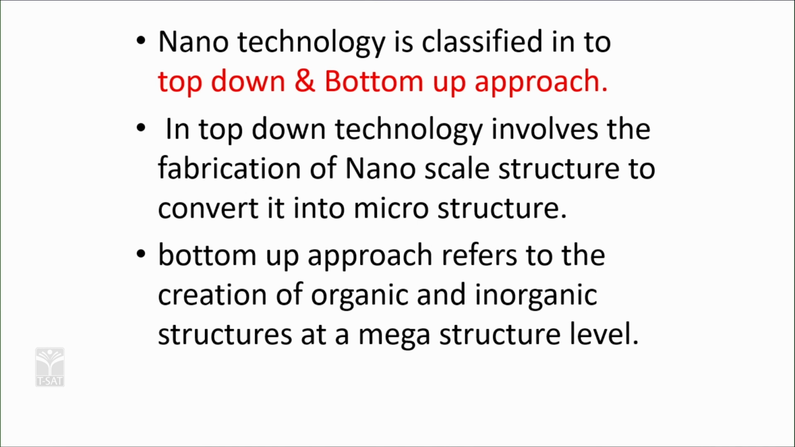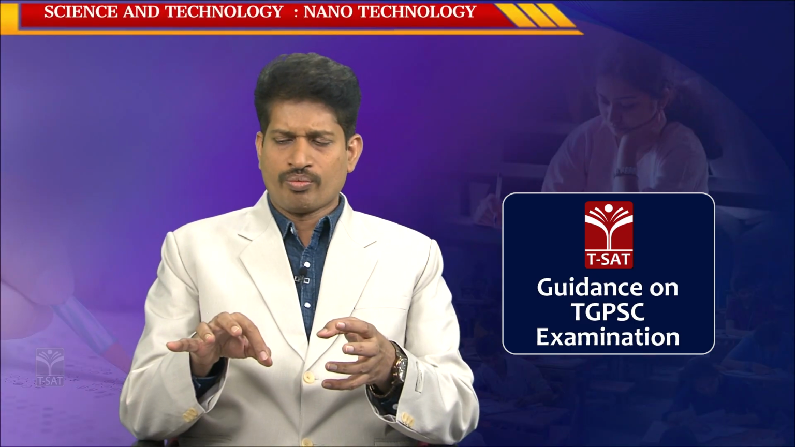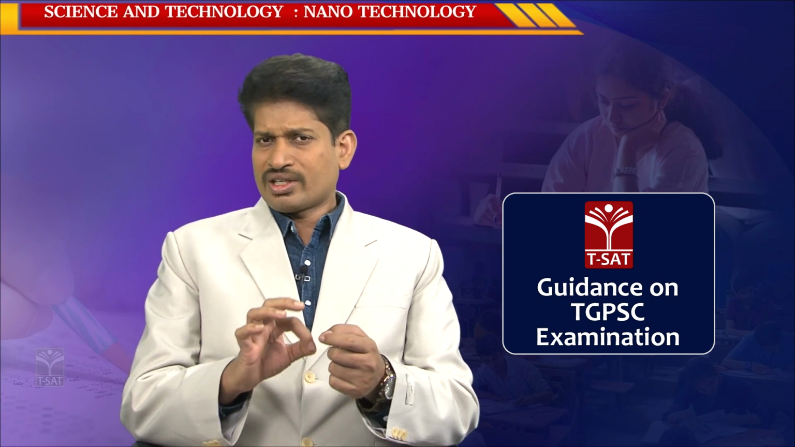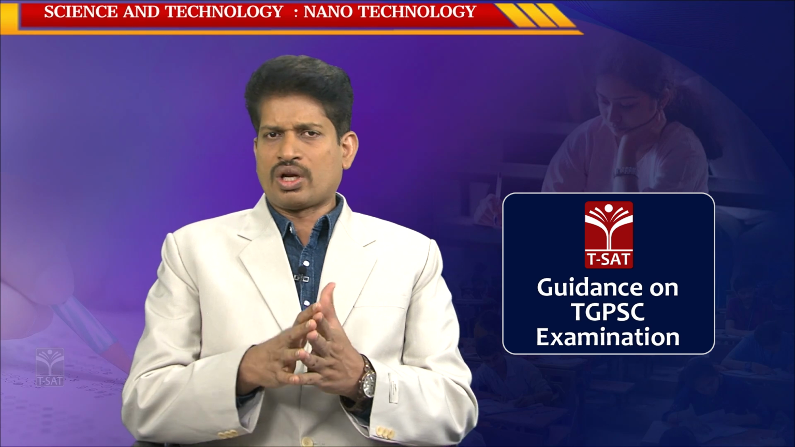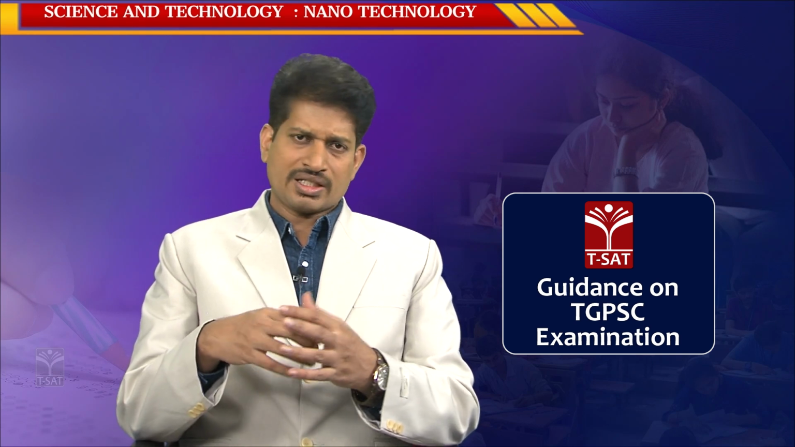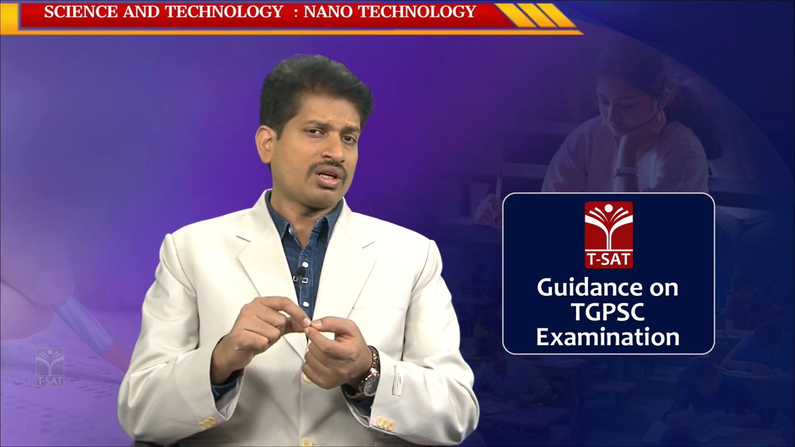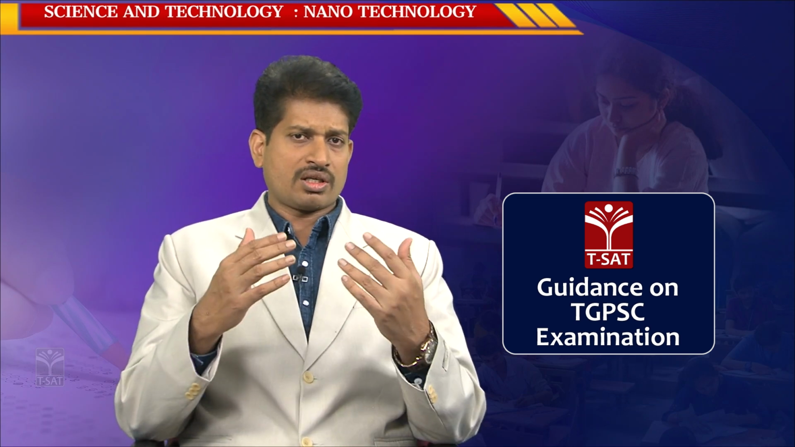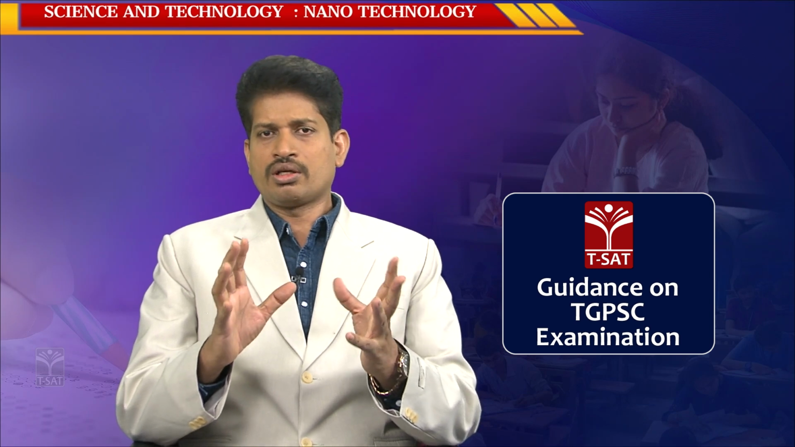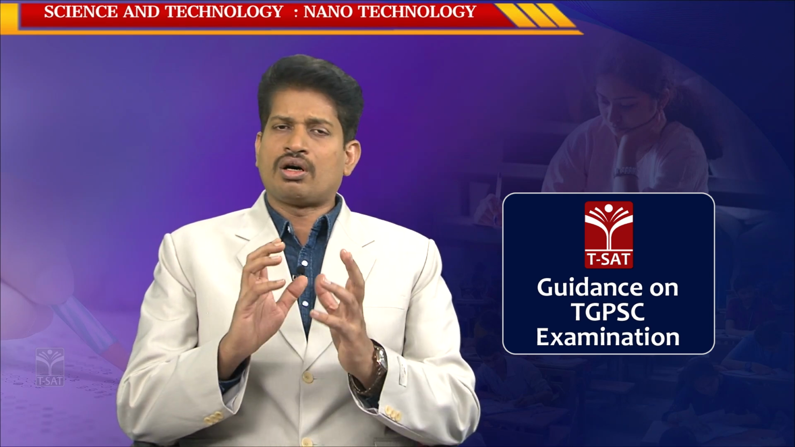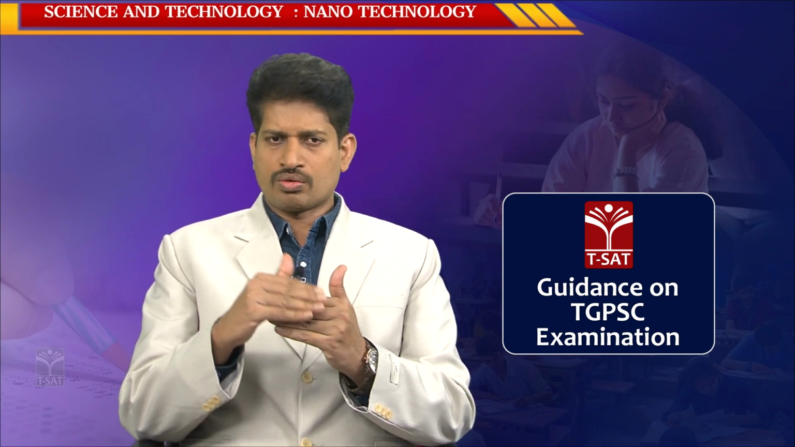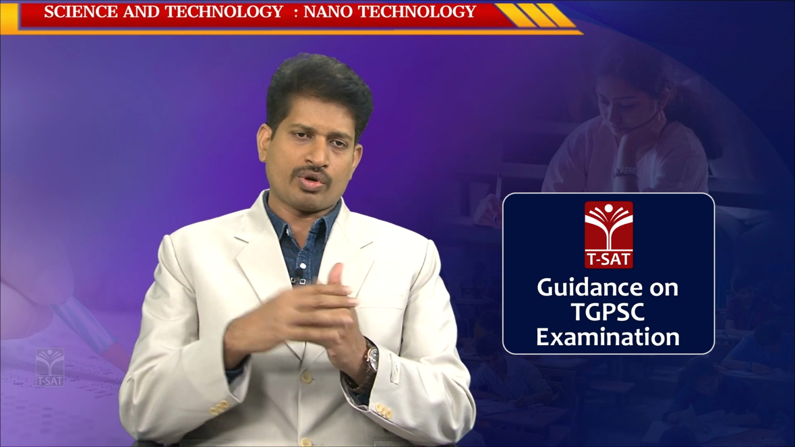The difference between top-down and bottom-up approach is, in the case of top-down approach, you are dividing the material and controlling the material at nanoscales and constructing microscopic structures as you like. In the case of bottom-up approach, you are constructing mega structures by controlling material at nanoscales. The mega structure constructed will be of your desired quality, acquiring your desired characteristic features. So, nanotechnology has been applied in these two ways: one is top-down approach, the other one is bottom-up approach.